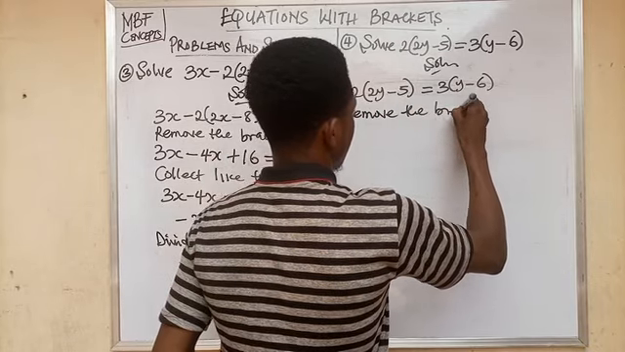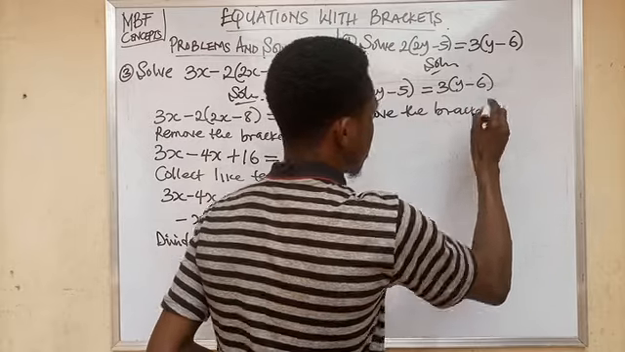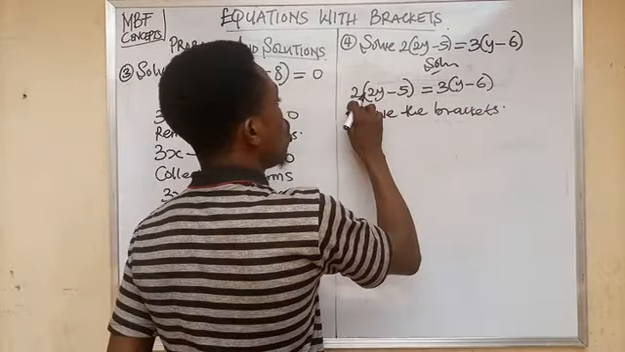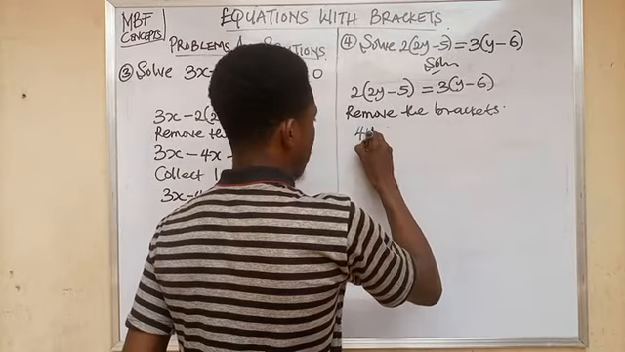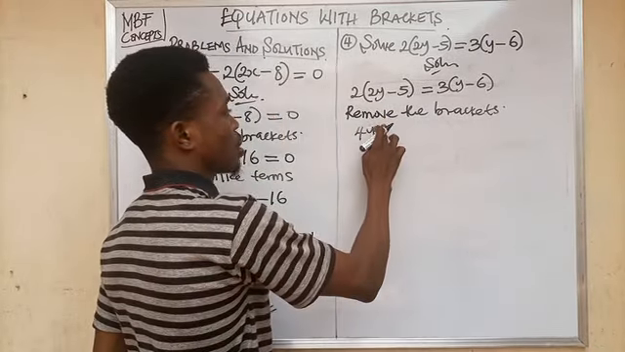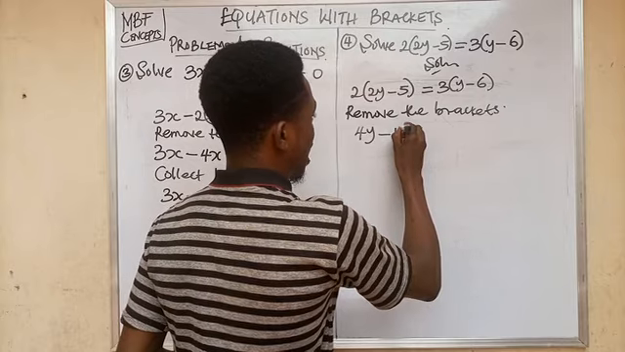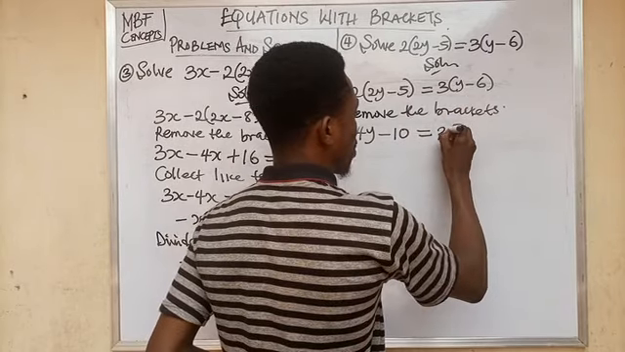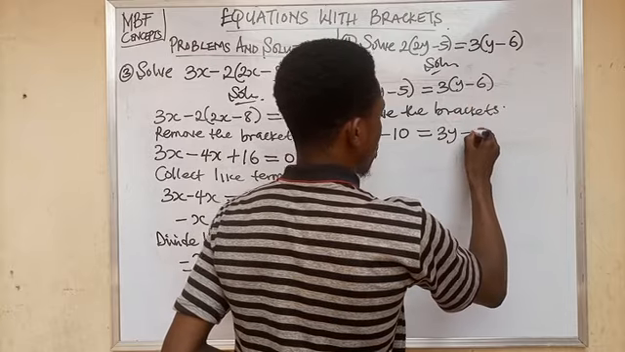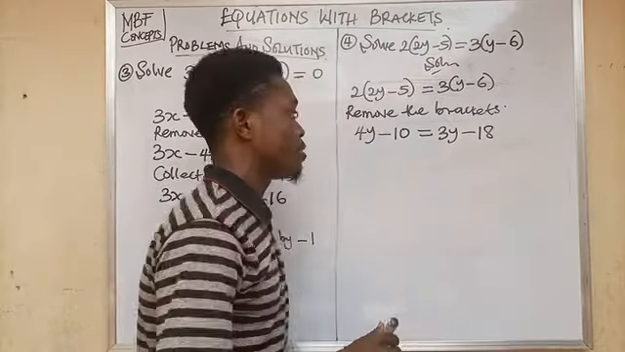So we simply say now, step 1, we remove the brackets. Then 2 times 2y, we are going to have 4y, guys. And 2 times minus 5, we are going to have minus 10, is equal to 3 times y, we are going to have 3y. And 3 times minus 6, we are going to have minus 18.